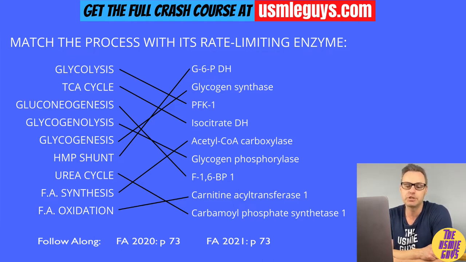Now, the HMP shunt is regulated by the glucose 6-phosphate dehydrogenase enzyme, a very important enzyme, we'll get into that later, and this pathway is activated by NADP+ and inhibited by NADPH. And don't forget that this enzyme is deficient in glucose 6-phosphate dehydrogenase deficiency. That is inherited how? X-linked recessive.